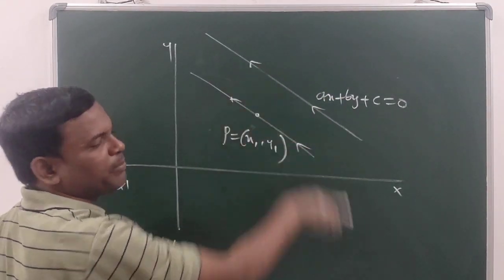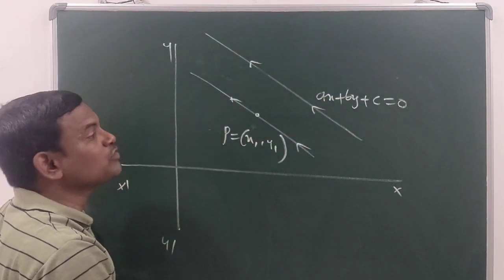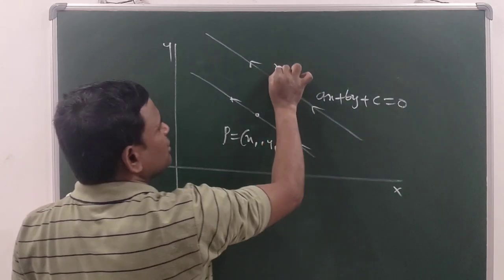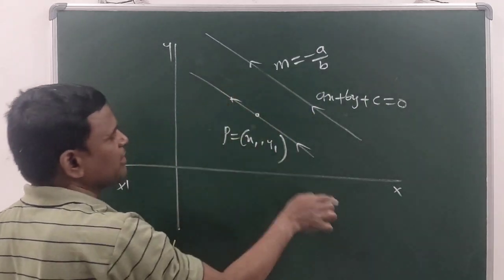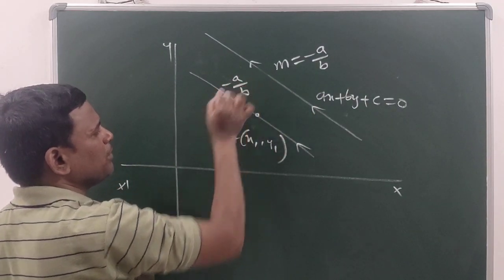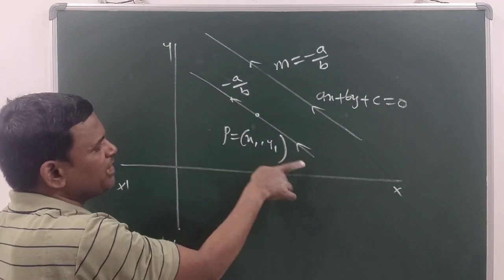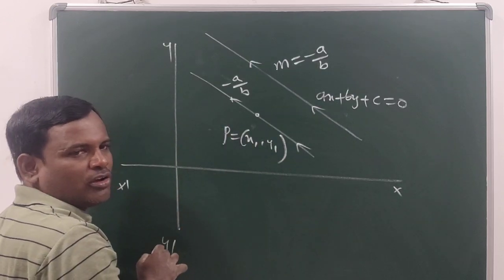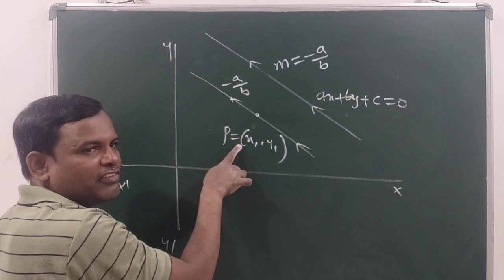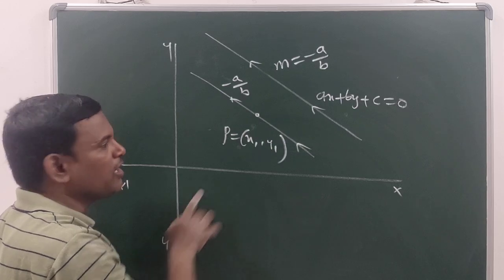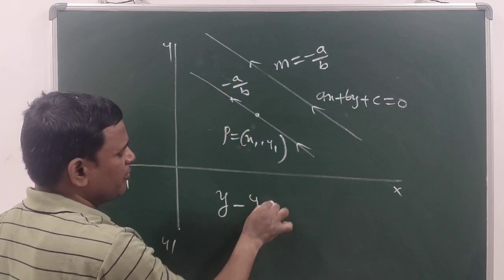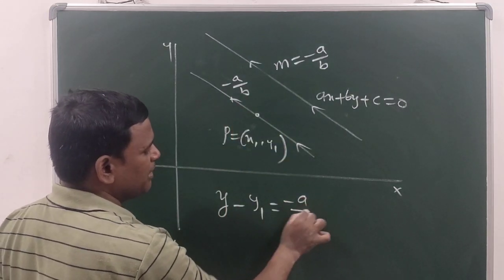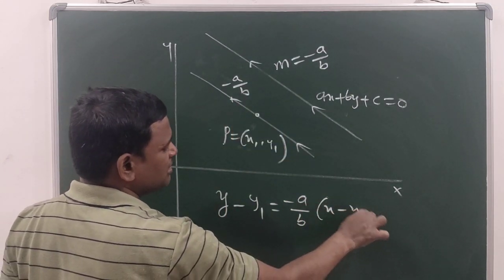If the two lines are parallel, you know their slopes are equal. Now what is the slope of this line? Minus a by b. Now this line's slope will also be minus a by b. Now we need to determine this line's equation. For this line, one point is given and the slope we prepared. Now apply the point slope form. y minus y1 is equal to m, which is minus a by b, times x minus x1.